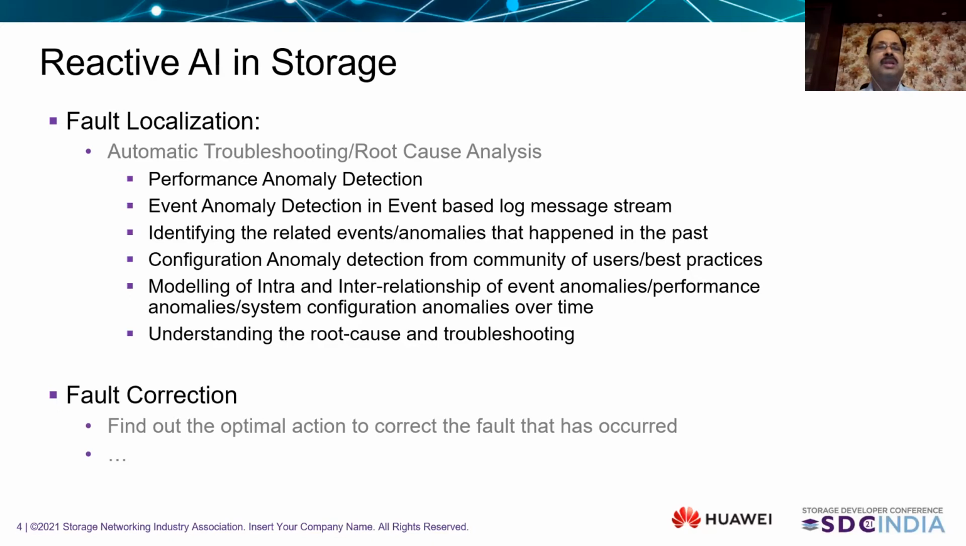That is, I'm not talking about future anomalies, but can we find a chain that the most recent anomaly is related to past anomalies, because of which this most recent anomaly happened, so that we can take appropriate action. That is part of the reactive AI. Understanding the root cause and troubleshooting. These are some of the reactive AI problems. Similarly, fault correction is part of the reactive AI.